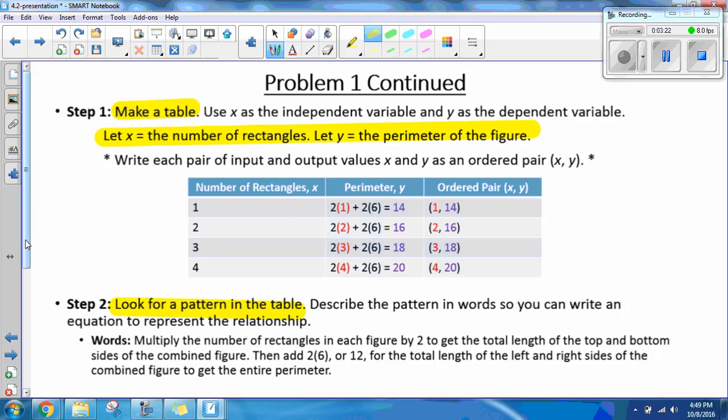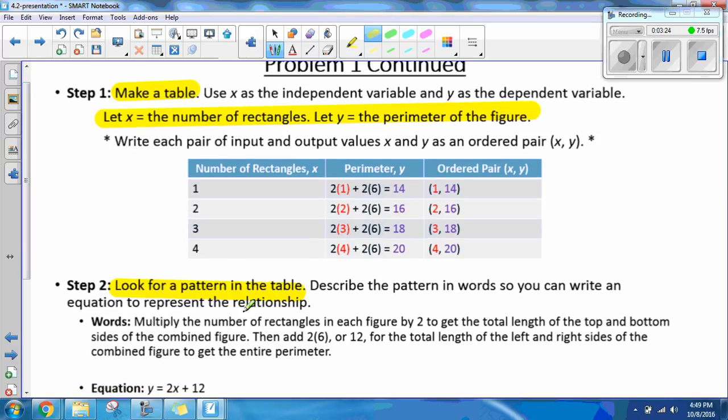So in words, we can say, multiply the number of rectangles in each figure by 2 to get the total length of the top and bottom sides of the combined figure. Then add 2 times 6, or 12, for the total length of the left and right sides of the combined figure to get the entire perimeter.